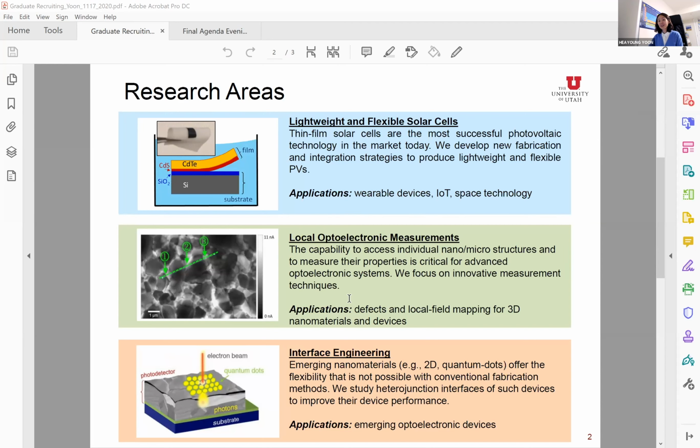So if you are really highly motivated students, currently we have two DOE fundings, Department of Energy fundings, so they can support you right away when you start your program. So feel free to contact me if you have any questions. Thank you.